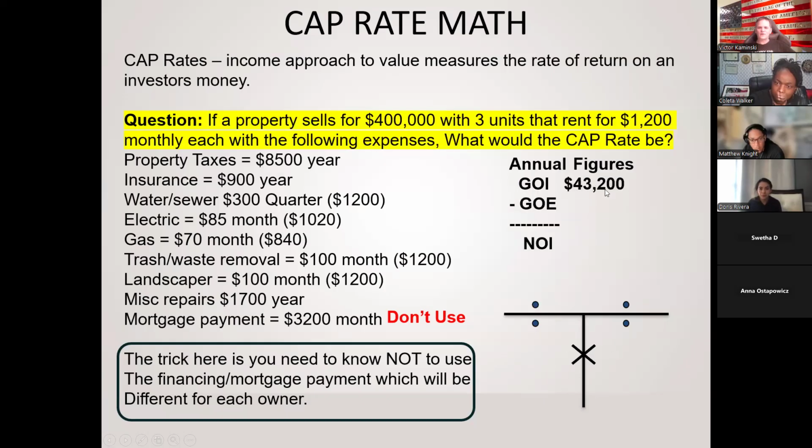So we got the income of $43,200 because we got 3 units that rent for $1,200 a month each. So $1,200 a month times 3 times 12 is $43,200. Everybody agree with that? Yeah. Okay, then we add up all the expenses here, and I got 16,560, and subtract that, and you're left with $26,640 a year net income. That's in your pocket after expenses.